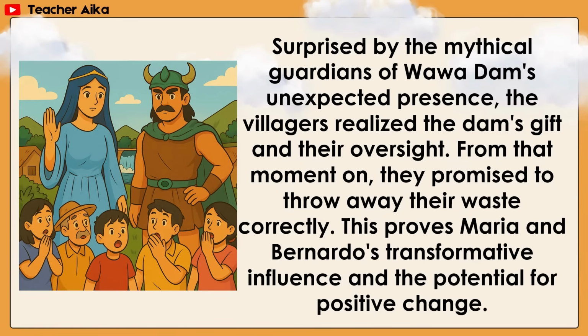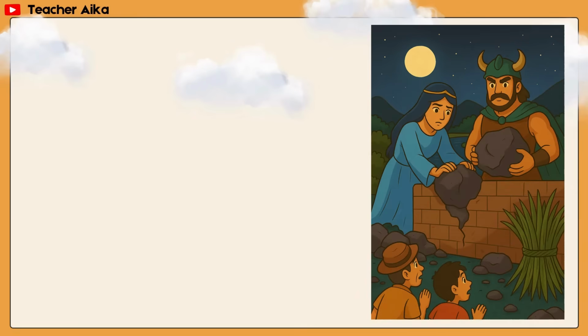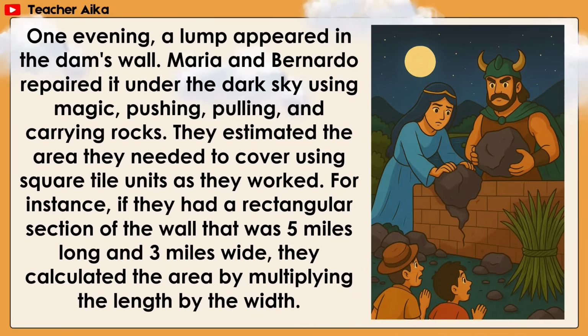Surprised by the mythical guardians of Wawa Dam's unexpected presence, the villagers realized the dam's gift and their oversight. From that moment on, they promised to throw away their waste correctly. This proves Maria and Bernardo's transformative influence and the potential for positive change. One evening, a lamp appeared in the dam's wall. Maria and Bernardo repaired it under the dark sky using magic, pushing, pulling, and carrying rocks.